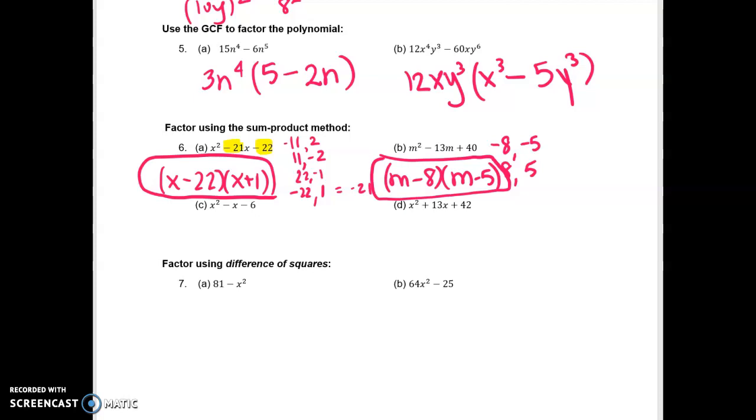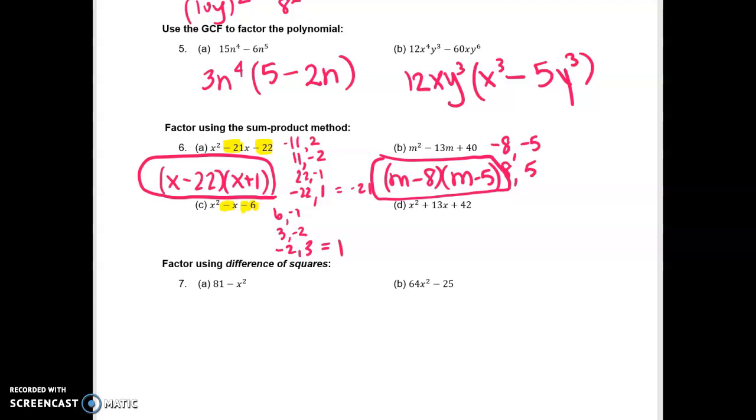For part C, we're going to look at negative 6. What two factors of negative 6 add up to what? Remember, right here there is a hidden 1, and it's negative 1. So what factors of negative 6 add up to negative 1? So we've got 6 and negative 1. We've got 3 and negative 2. I'm getting closer. How about negative 2 and positive 3? Negative 2 plus 3 equals positive 1. So we don't want that.